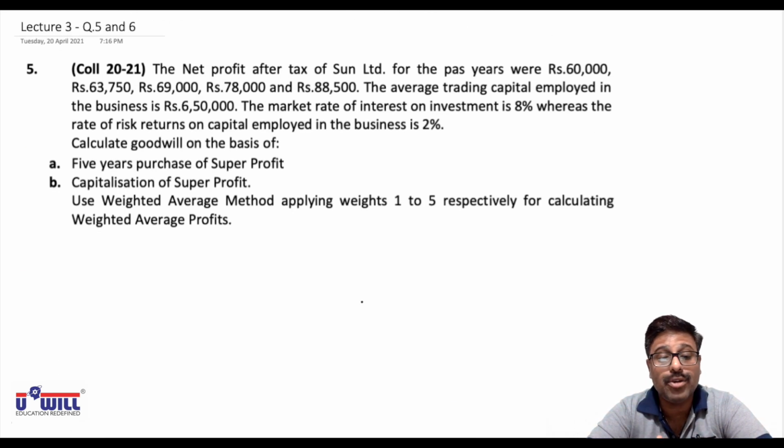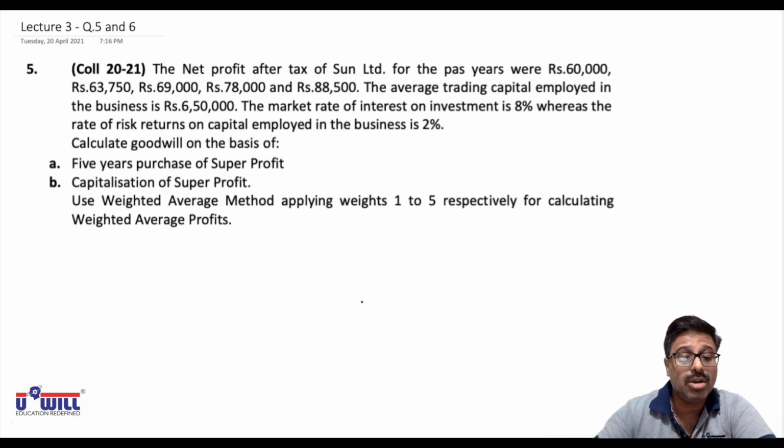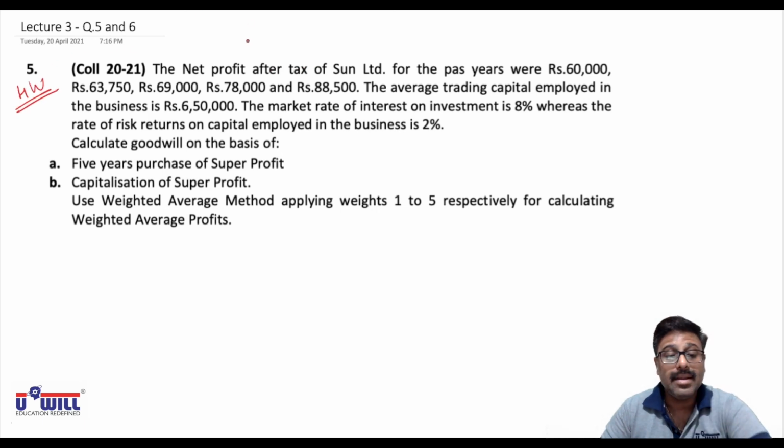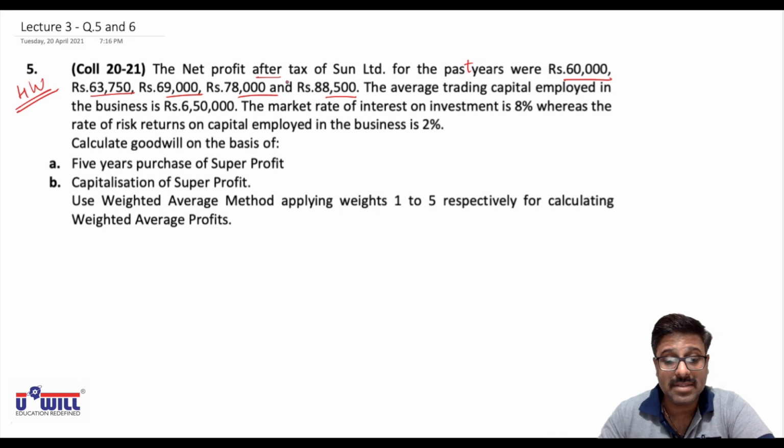Now question number 5, I'll discuss and you all will try on your own, and the solution of that I will be uploading in the You Will Learn app, so you can directly see whether your solution is right or not. The net profit after tax, directly after tax, are given for the past years were 60,000, 63,750, 69,000, 78,000 and 88,500. So 1, 2, 3, 4, 5, 5 years profit is given to you.